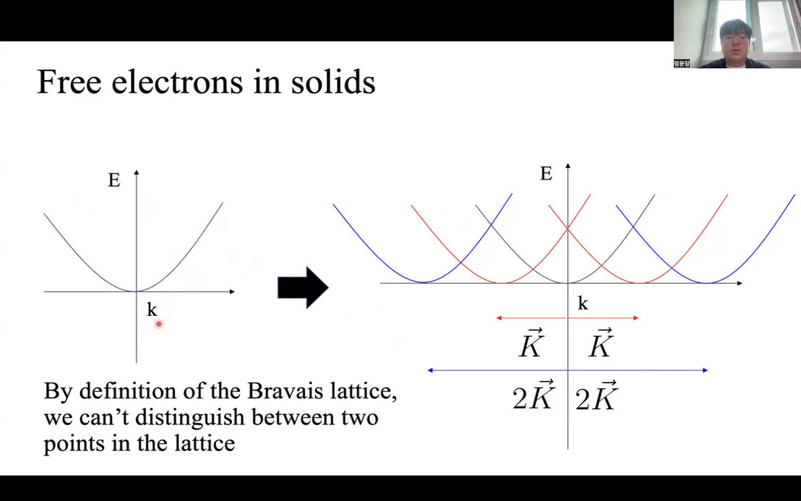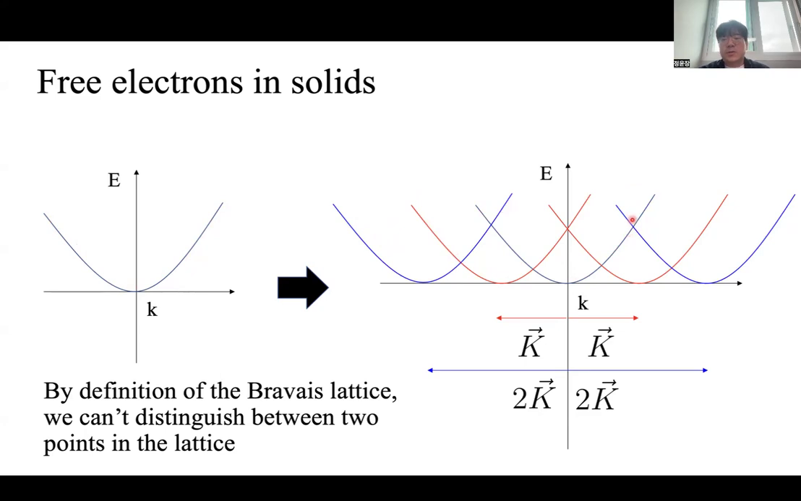So since the units here are in reciprocal units of 1 over A, this means that this curve should also repeat every reciprocal lattice vector, because that was the definition of a Bravais lattice. It says I cannot distinguish between one point and the other if I were to shift by a Bravais lattice vector. Therefore, it's not that I have this single curve, I have all these curves that I need to consider.